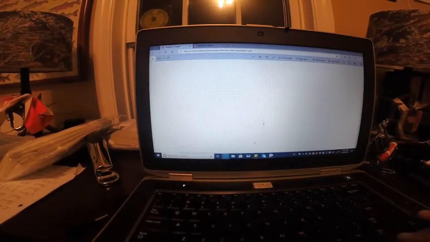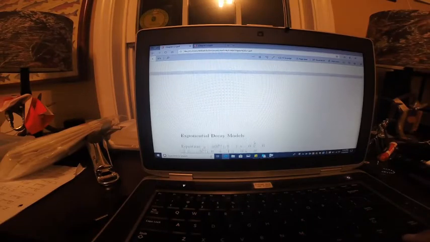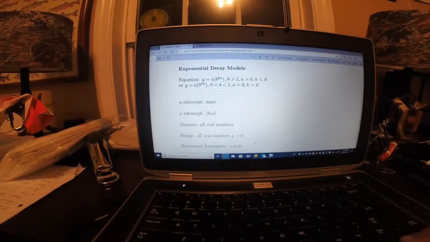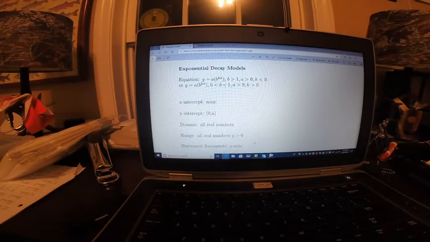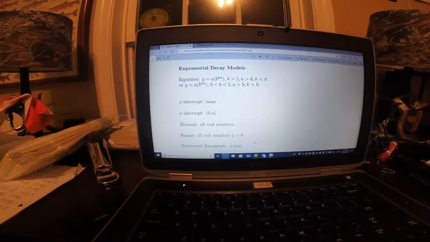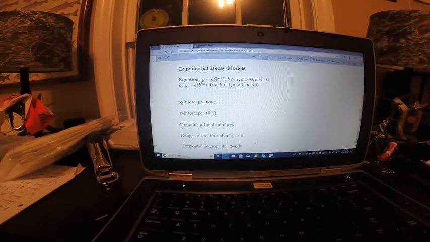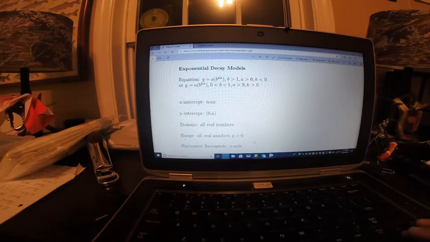If we scroll on down, what we're going to look at now is exponential decay models. Okay, so we looked at exponential growth. Now we'll look at exponential decay. So the equation we have is y equals a times b raised to the kx, where b is greater than 1, a is greater than 0, k is less than 0, or y equals a times b raised to the kx, where 0 is less than b is less than 1, a is greater than 0, and k is greater than 0. We don't have an x-intercept.